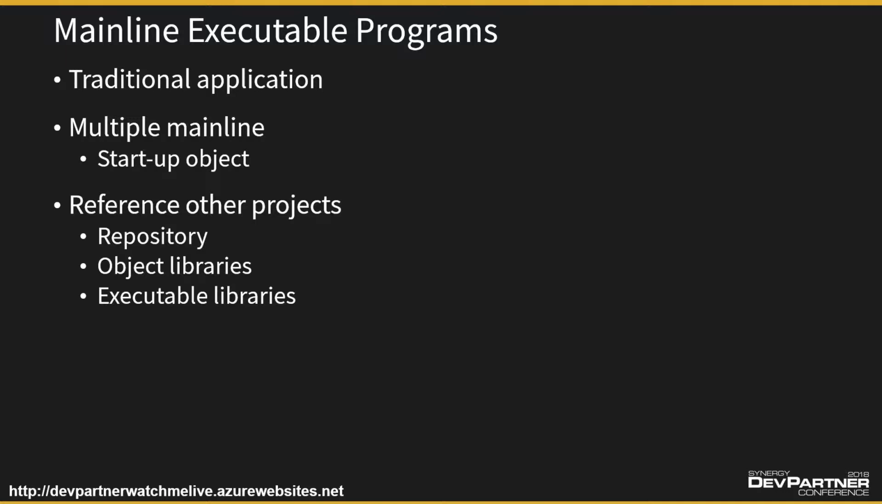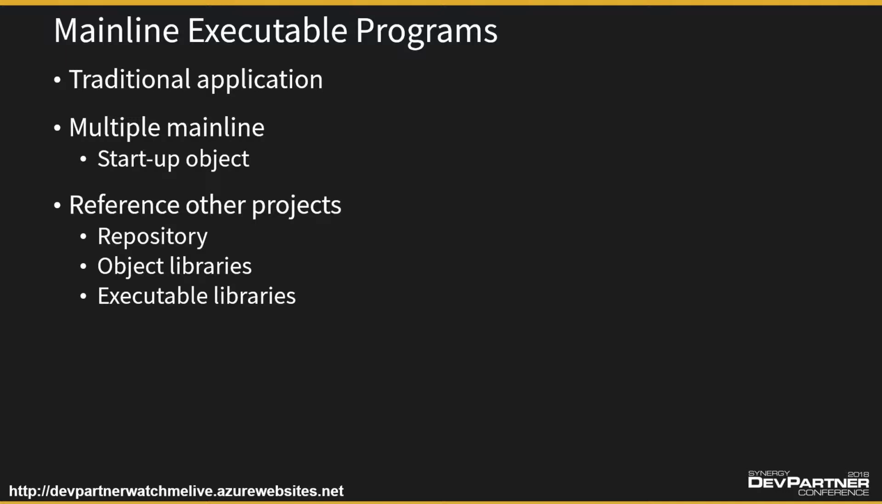Mainline projects then. There's two types of mainline project templates available in Visual Studio. The first is what we call a traditional application. This project type basically builds a single DBR. Irrespective of how many files you put into the project, you will create a single runtime, a single DBR. So you can put multiple source files in, routines and your program and everything else, and you'll get a single DBR out of it.